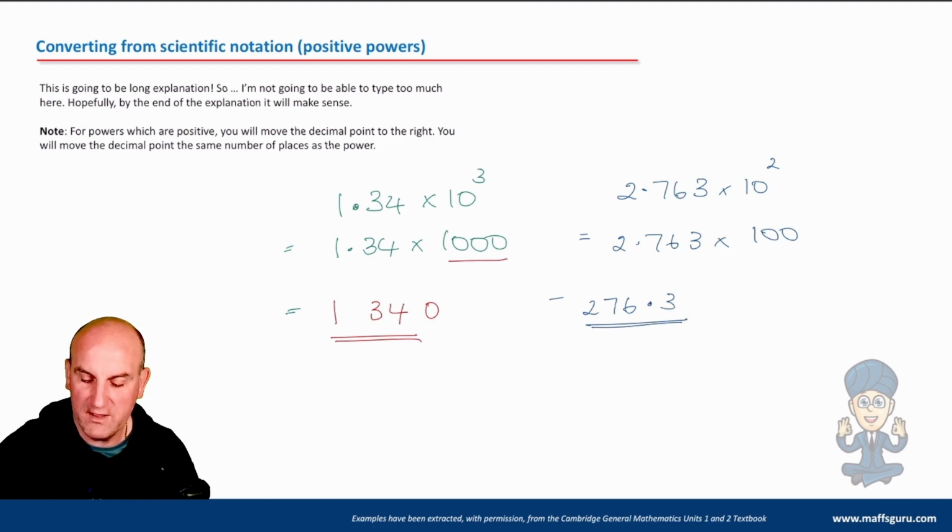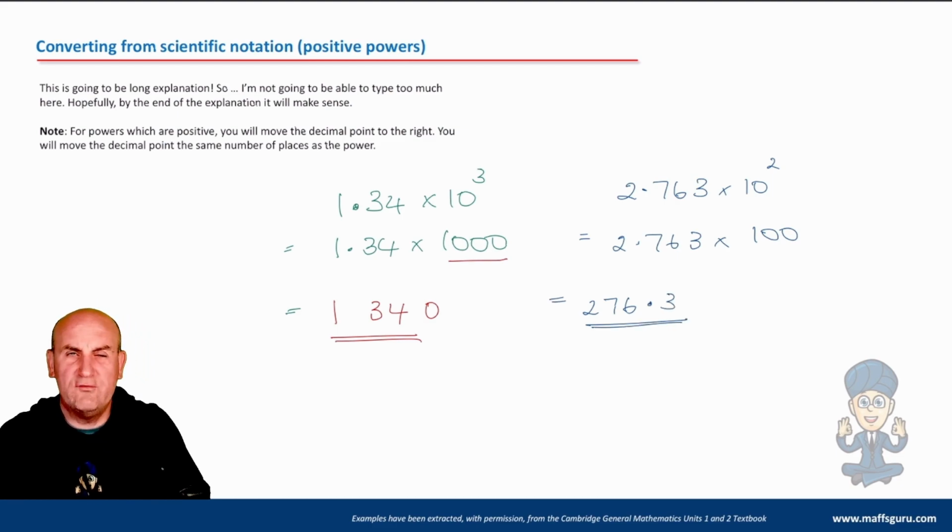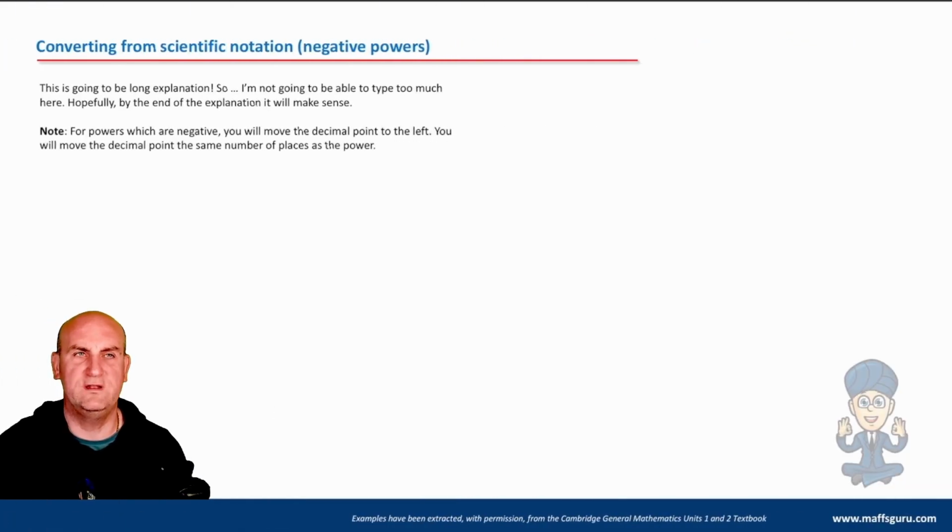276.3. Is that my final answer? Absolutely. Can I get rid of the 3 on the end? No, because it's not a 0. And so ultimately, there we go. That is my positive powers. Now again, we have negative powers.